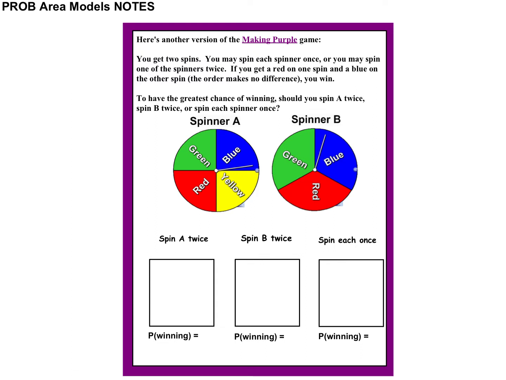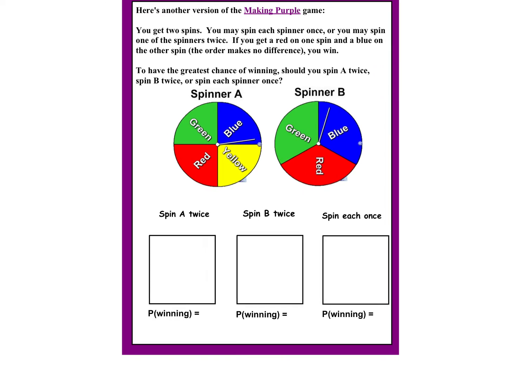All right, here's a different version of the Making Purple game. We still need to get red and blue, but we have different spinners. And you have to choose whether to spin each spinner once, or to spin spinner A twice, or spinner B twice. And the order you get the red and blue doesn't matter. You just need to get one red and one blue to be considered making purple. So we're going to do area models for the 3 different situations.